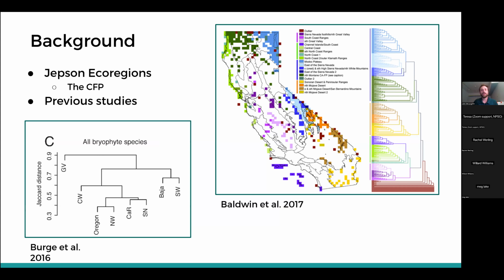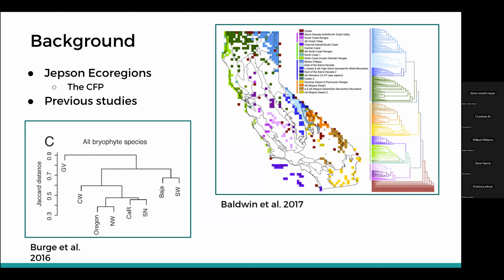Okay, so a little bit of background for this study: the flora of California is some of the most diverse in North America, and bryophytes make up around 12% of this diversity. Yet looking at spatial patterns of bryophytes is something that hasn't really been done.